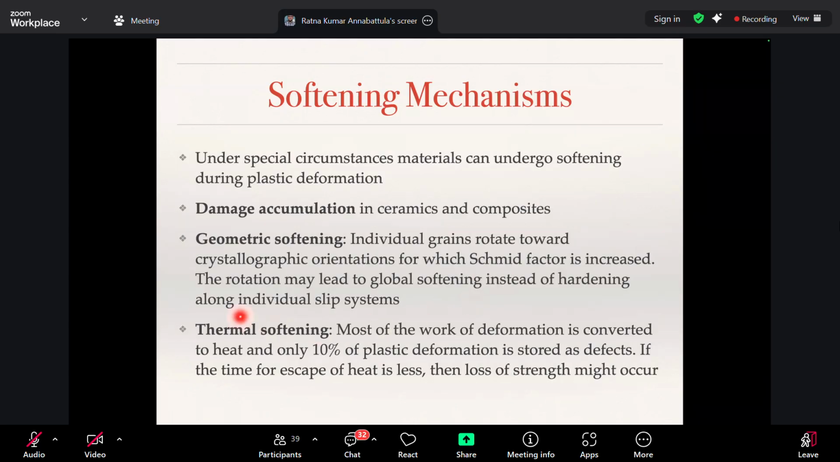Another way that the softening can happen is thermal softening. That means if you are increasing the temperature, right? If you are further deforming the material, plastic deformation will result in a lot of energy that you are putting in. The plastic deformation will result in heat dissipation. As a result, the material's temperature gets increased. So that increase in temperature can actually result in softening of the material. So these are the various softening mechanisms that you can have in the materials.